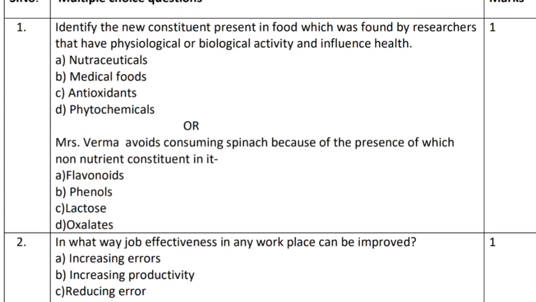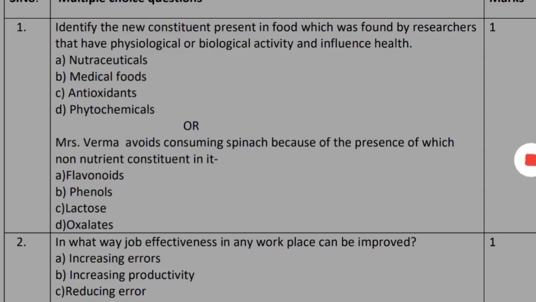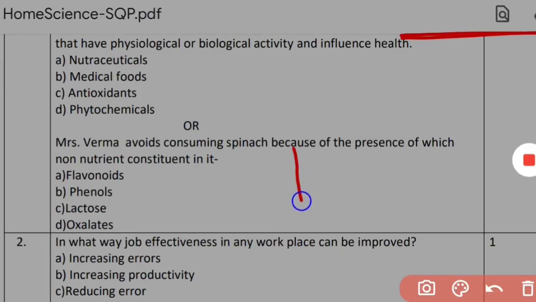So, section A, as I already told you, will carry 14 marks, having 14 questions, where each question carries 1 mark, and along with that, it will carry 4 to 5 questions having internal choice. Here we will discuss both the questions which are there in the internal choice. So, the first question: identify the constituent present in food.